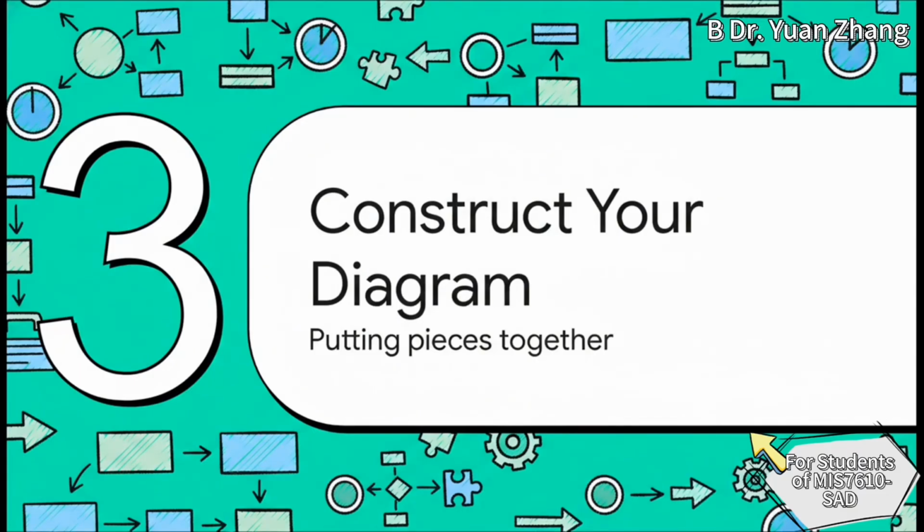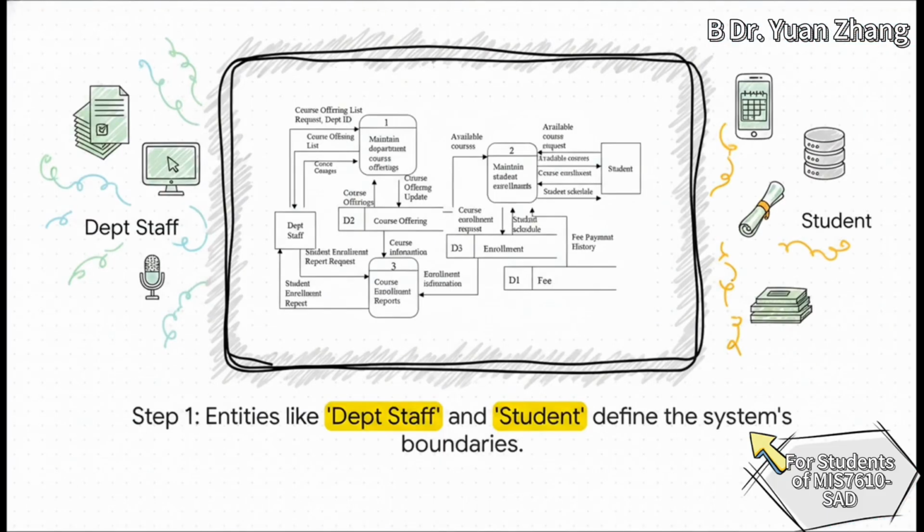All right, so you've done your homework, you've read the requirements, and you've identified your components. Now it's time to actually build the map. And we're going to follow a very structured, step-by-step approach to make sure our diagram is logical, clean, and easy for anyone to read. Let's start with step 1.